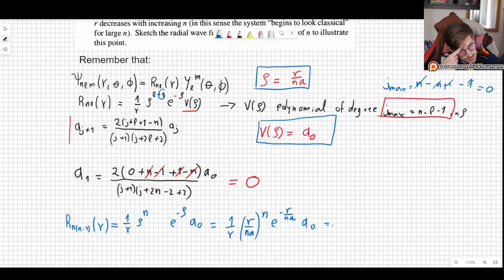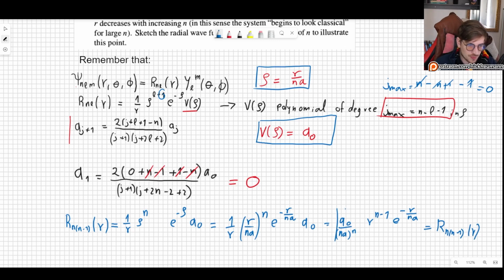Here we can do a few simplifications, not too much, but we can write this as A0 over na to the nth power. And we also have r to the n-1, combining this r with this r right there. And we still have e to the minus r over na. So this is the radial part, R_{n,n-1}(r).